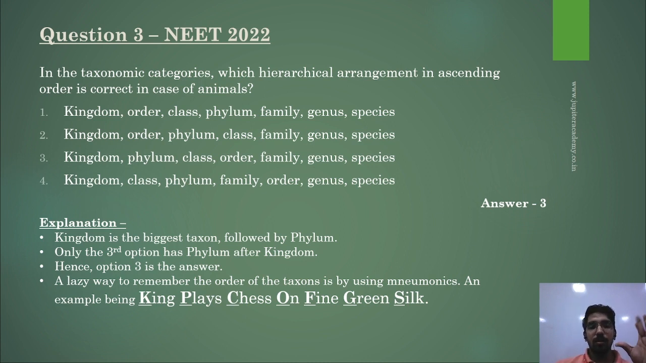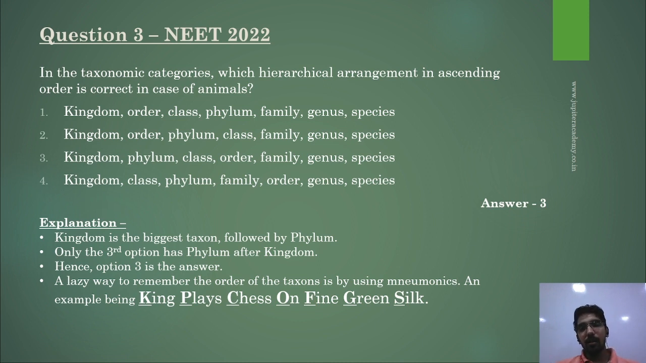So there is COG7: class, order, family, genus, species. The problem comes in class and order, so COG7 helps me to remember what the order is. So kingdom, phylum, then class, order, and then a new taxon, family, and genus and species. This is how I remember the thing.